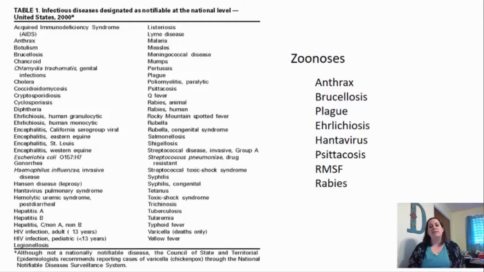There's also some on this list that come from zoonosis, coming from animals. This includes anthrax, brucellosis, plague, ehrlichiosis, hantavirus, psittacosis, Rocky Mountain spotted fever, and rabies. Now, again, some of these are going to be transmitted through vectors, but some of them can jump directly from animals, such as cattle, deer mice, parrots, things like that.